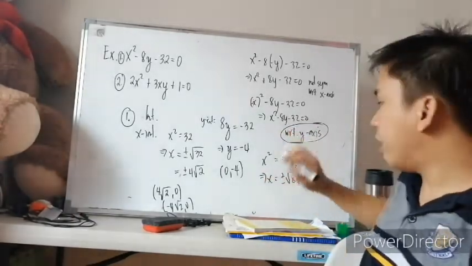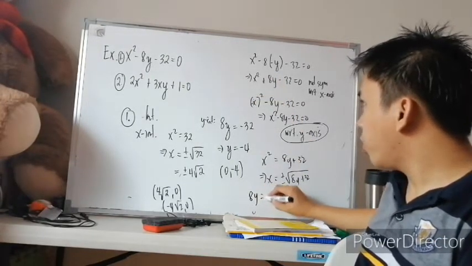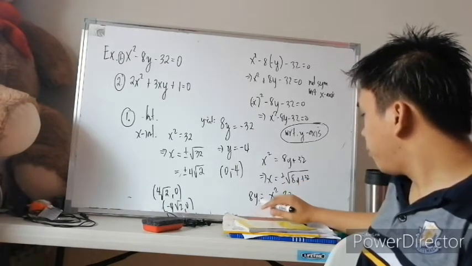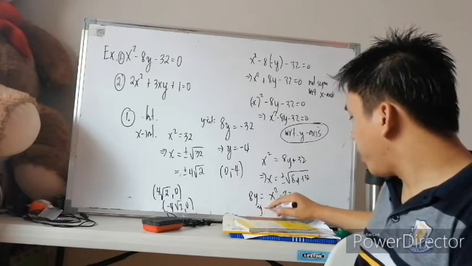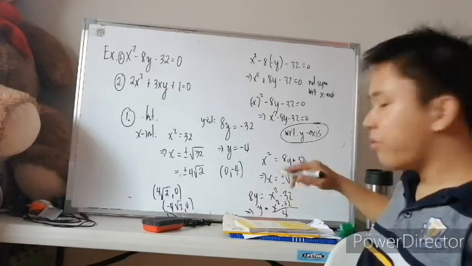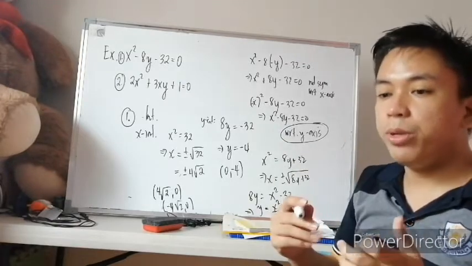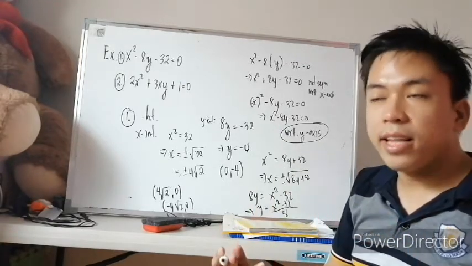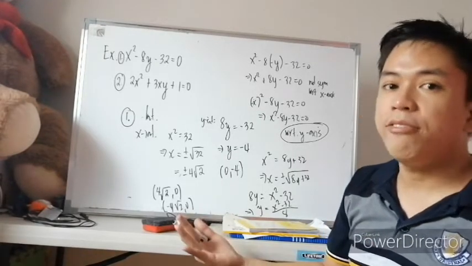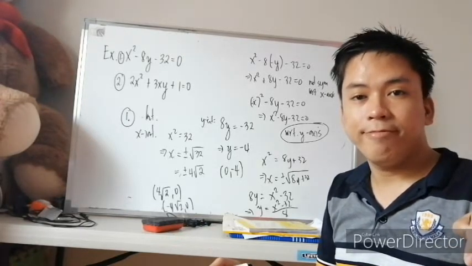Now, let's check for the vertical asymptote. 8y equals x squared minus 32. So, this is y equals x squared minus 32 over 8. The denominator is still constant, so you don't have a variable, so you will not be able to find a value in the real number system at which the denominator becomes 0. Therefore, it doesn't have a vertical asymptote. If you have questions, you can comment down there.